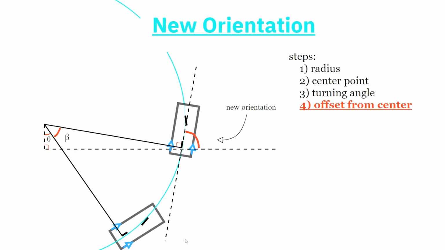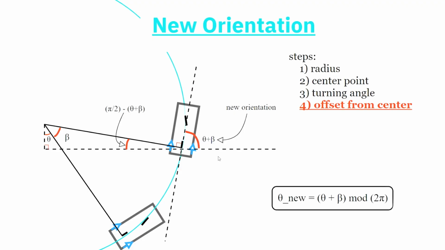And now the final piece of the puzzle. The only thing left to find is our new orientation. Remember, orientation is the direction the robot is facing with respect to the positive x-axis, this angle here. We know this is a right angle, and we know the angles for this right triangle, which means our final angle here is just beta plus theta.